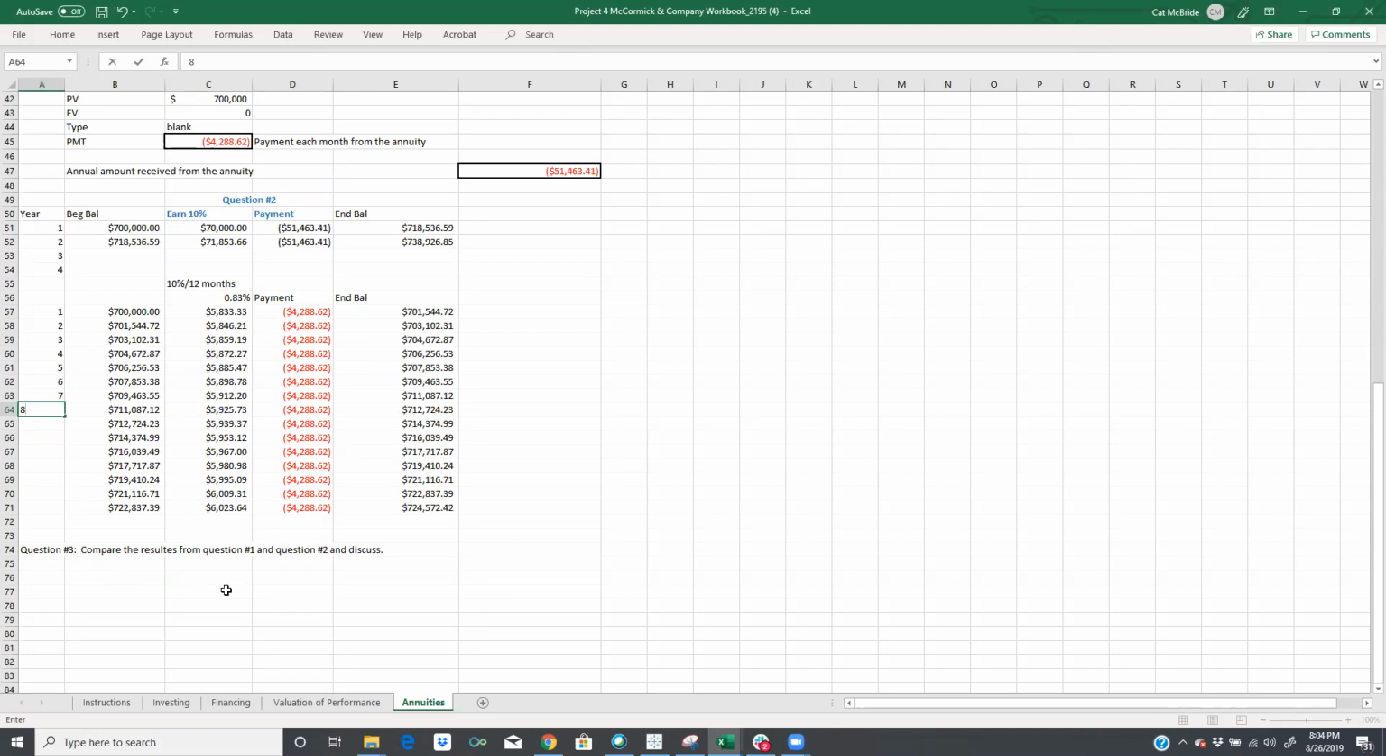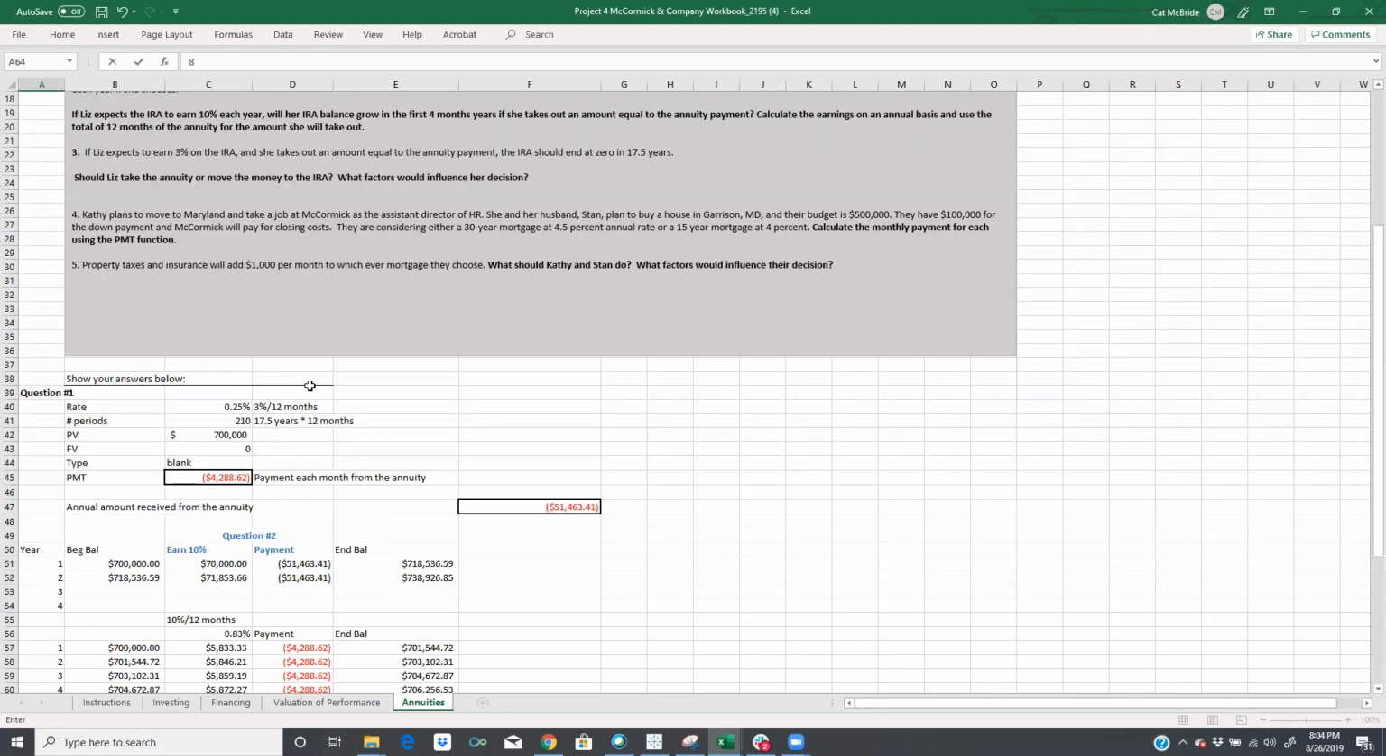For question number 3, you're going to compare the results of 1 and 2. In other words, should she do an IRA at 10% interest or should she take the annuity? For question 4, we're going to calculate a payment again, and it works exactly the way question number 1 did. And then for number 5, you have to add some information and think about how it impacts the decision that you would make.